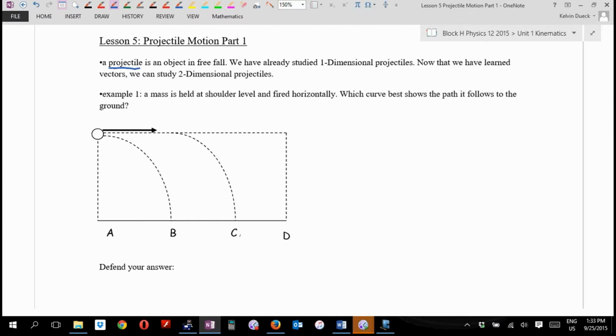Okay? Who says A? Who says B? Who says C? Who says D? Attack or defend. Convince me you're right or someone else is wrong.